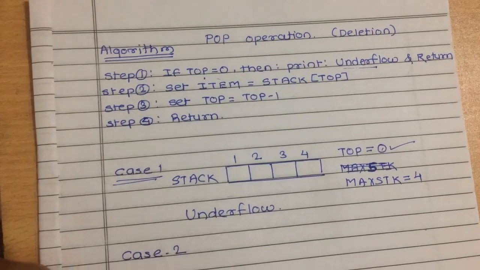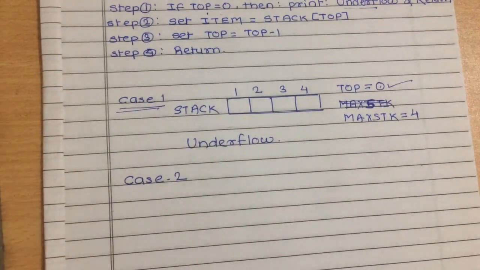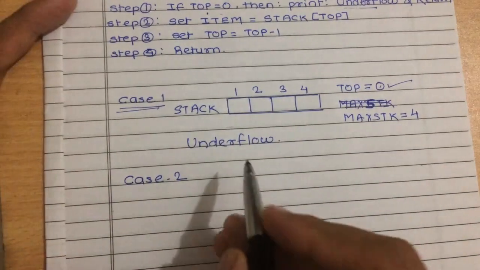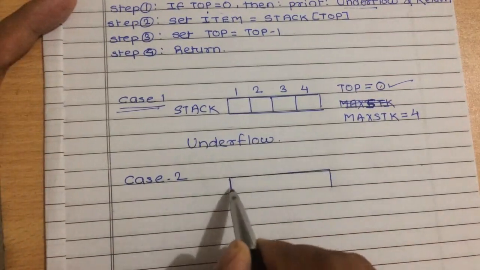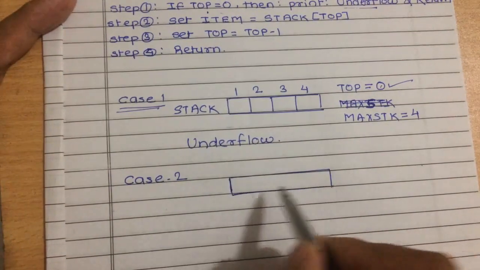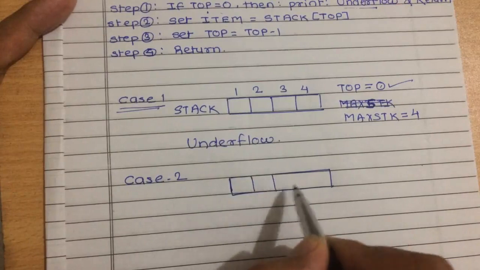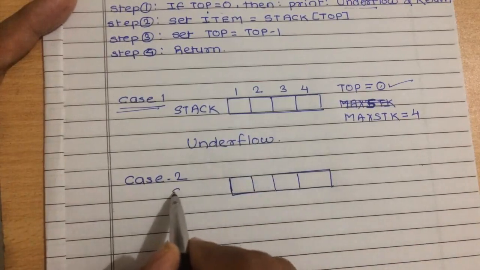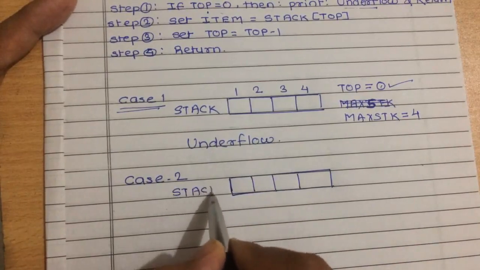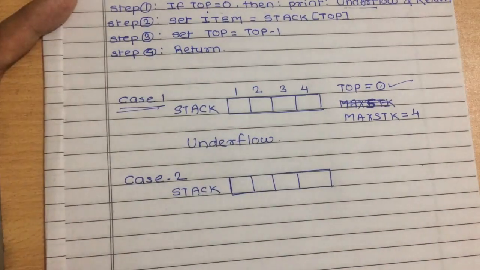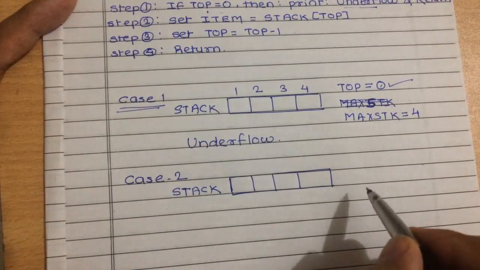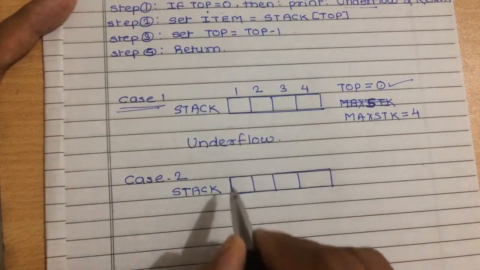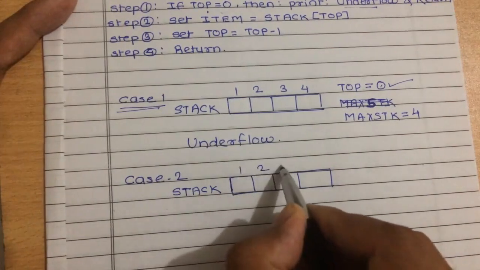This is case 2. In this case, we are having some elements present in this stack. So this is a stack. Again, I am drawing the same. This is the name of this stack. So the name of the linear array is stack. Then next, this is the index.